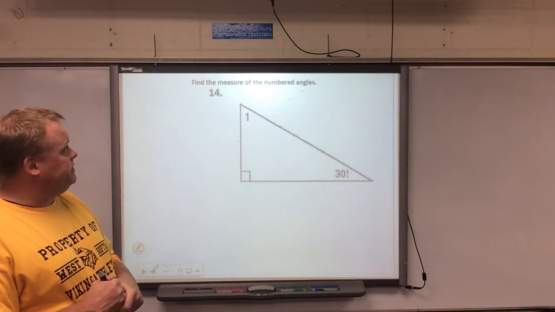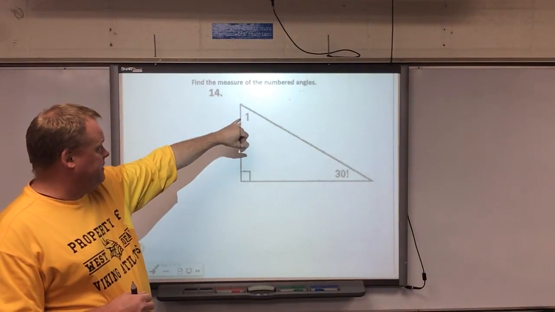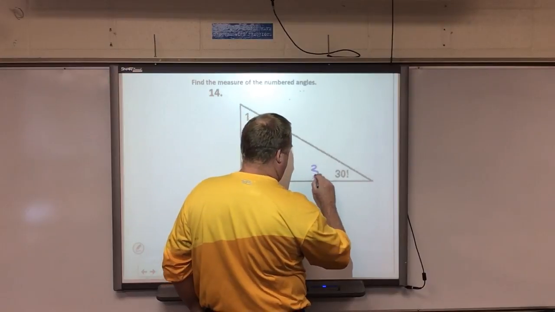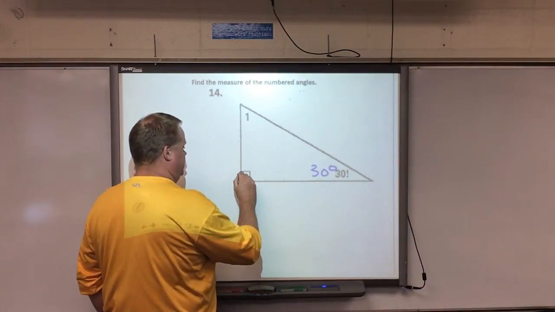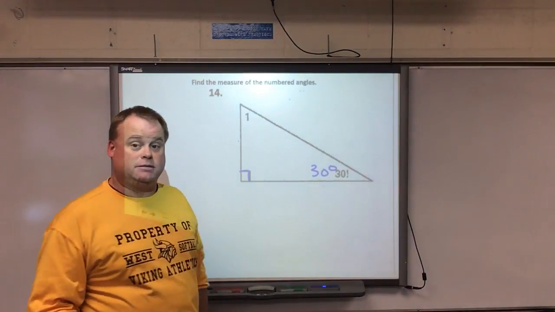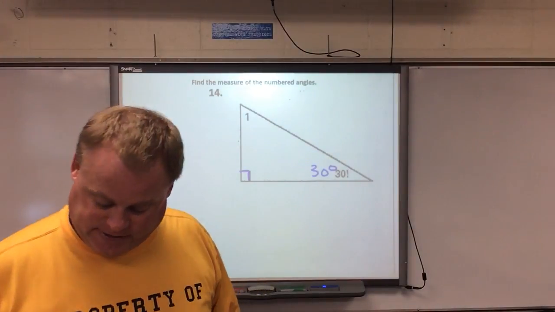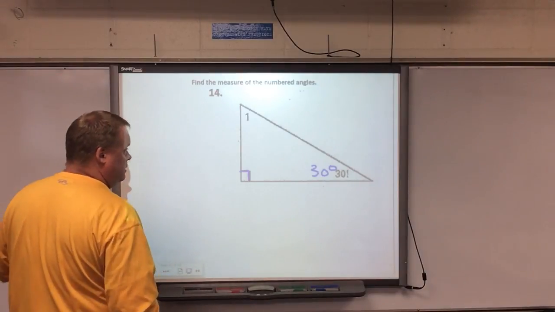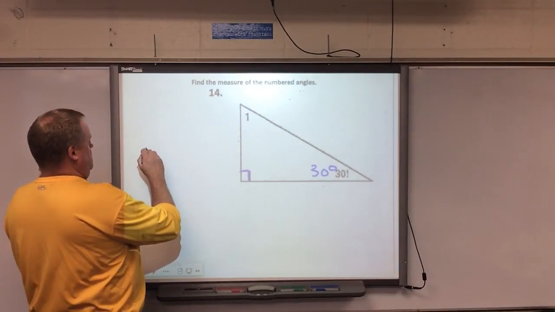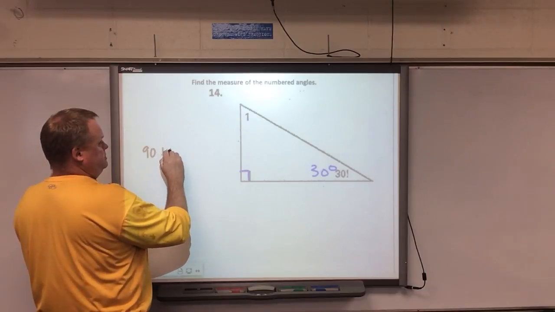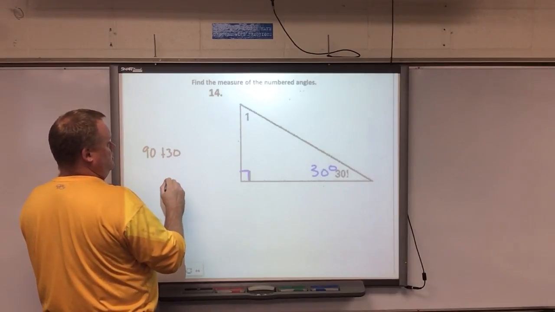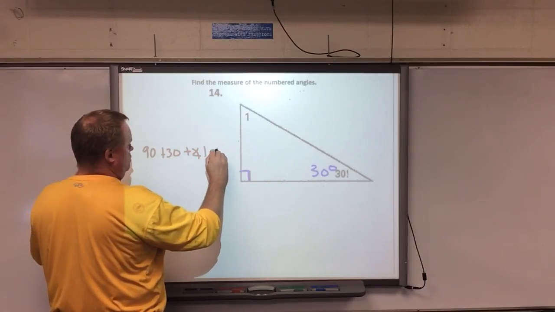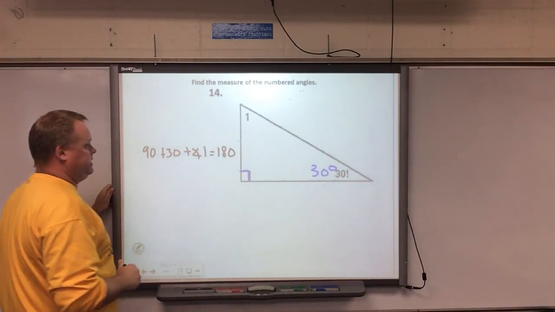Here we go. Find the measure of the numbered angles. I'm going to find the measure of angle 1. This one is 30 degrees. This one is a box, which tells me it's what? That's right, it's 90 degrees. So I could go 90 plus 30 plus the angle 1 equals 180 degrees, right?